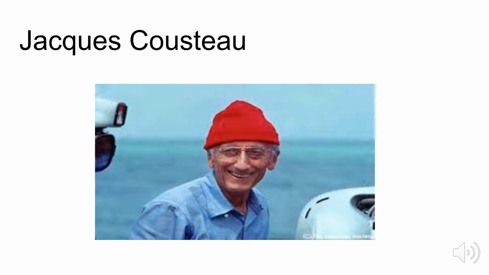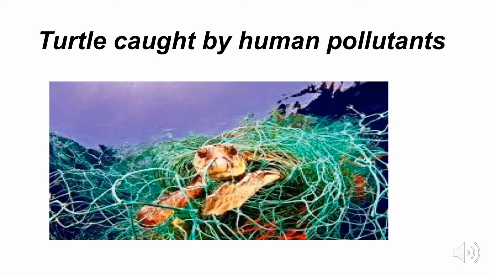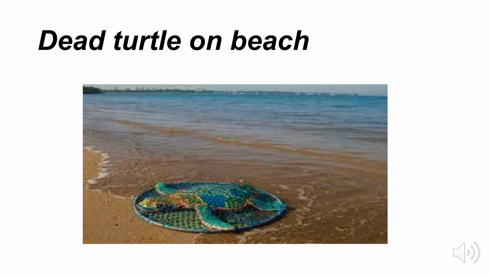Now, we can see all kinds of horror stories about what pollutants do in the ocean. Oftentimes, you see how pollutants directly impact animals. Here's a turtle that's caught in a fishing net. Here's a turtle, dead turtle on the beach. It's caught in a plastic web. And we see these stories all over the place. A lot of the pollutants that we put in the ocean end up harming marine wildlife.